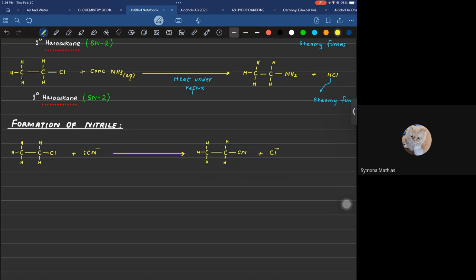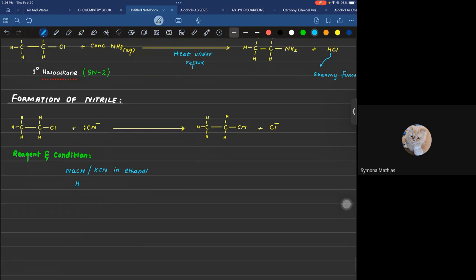So what is the reagent and condition for this reaction? So remember, the reagent and condition for this reaction is NaCN, or you can take KCN, group 1 cyanides, in ethanol. Again I am saying you have to take it in ethanol, or heat under reflux.